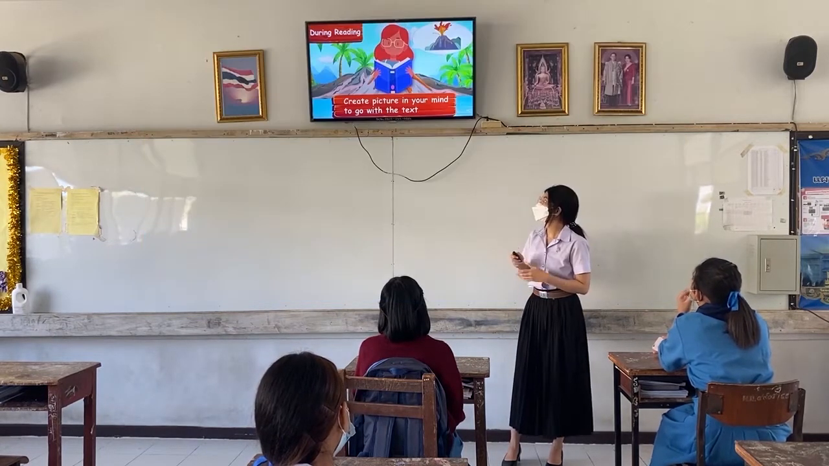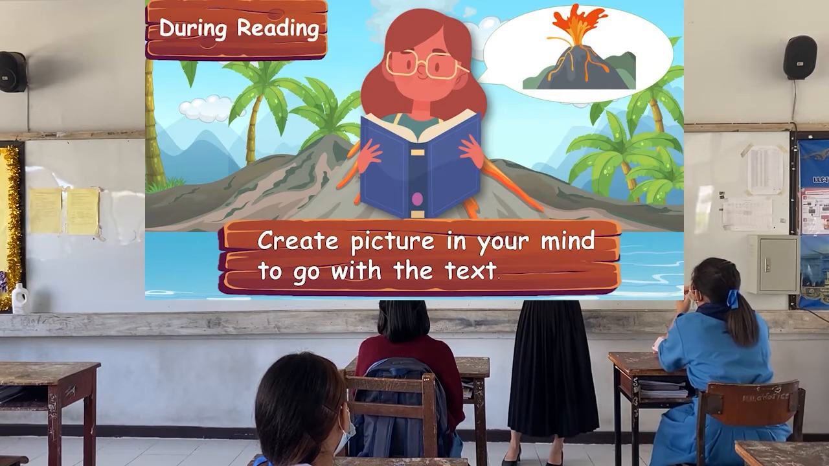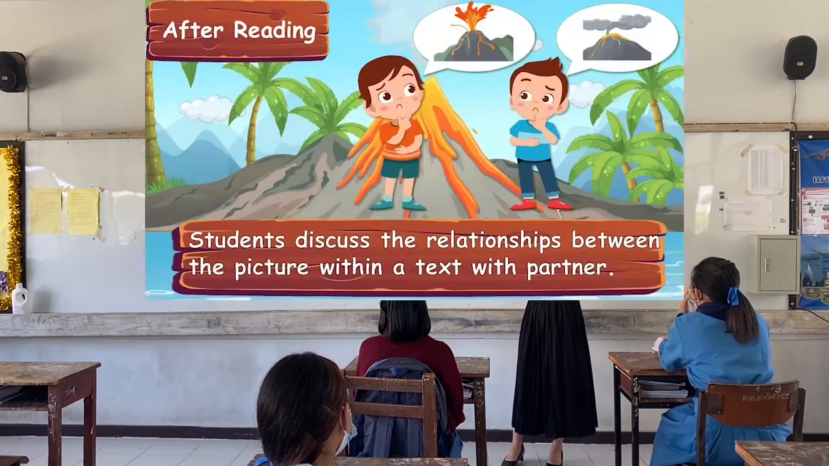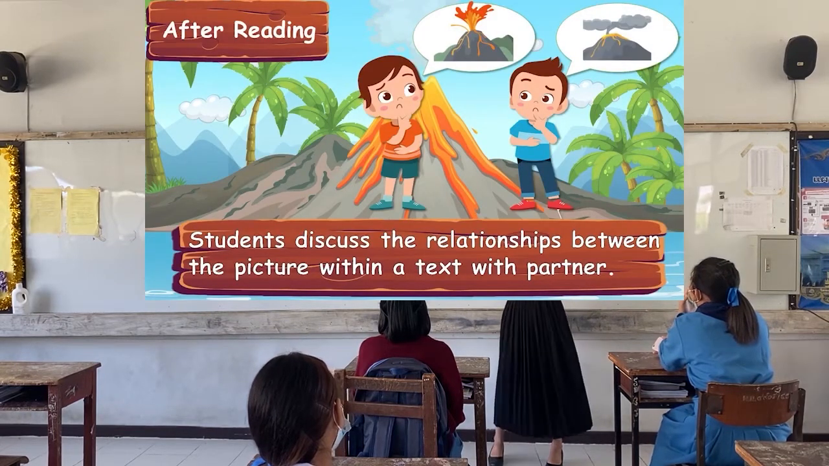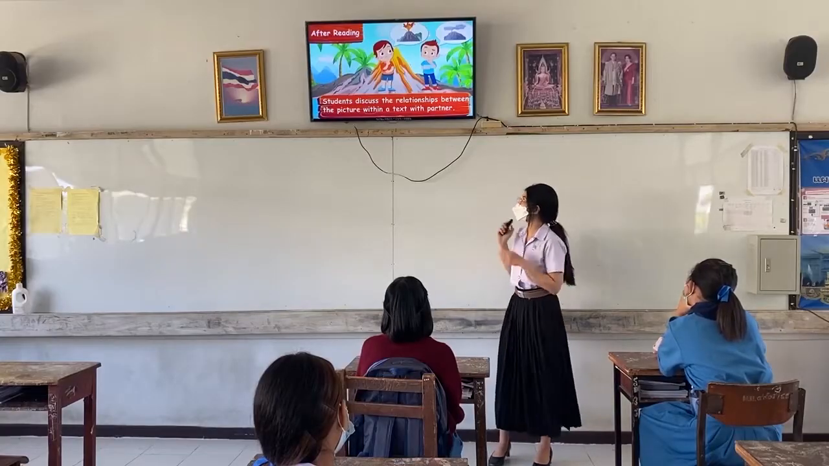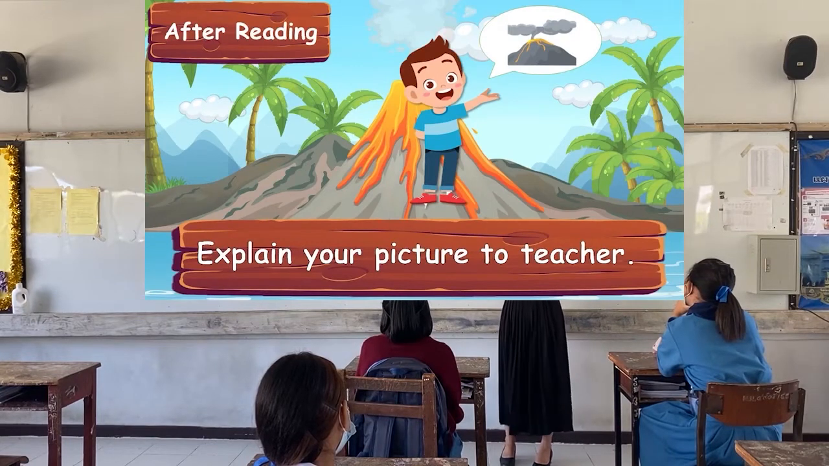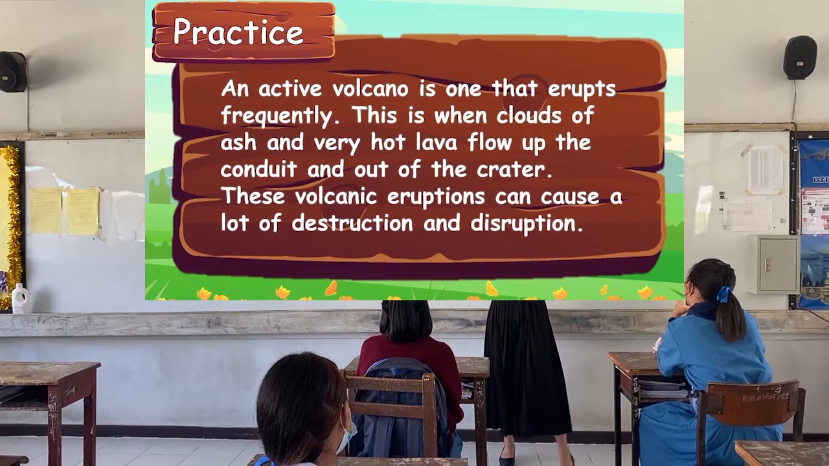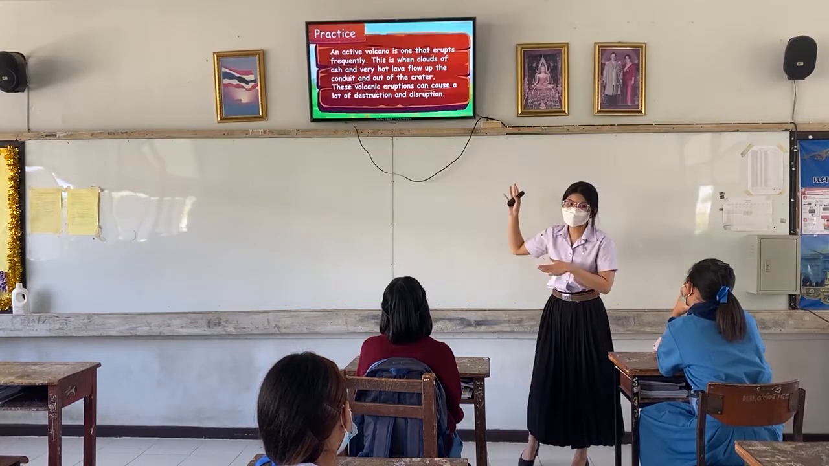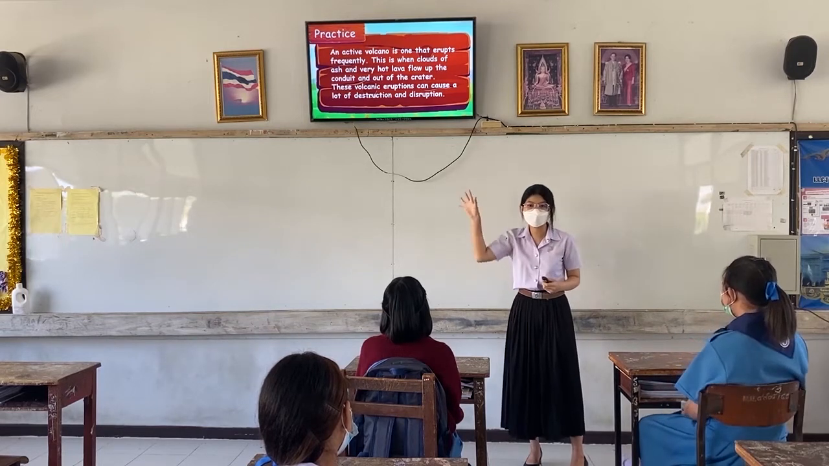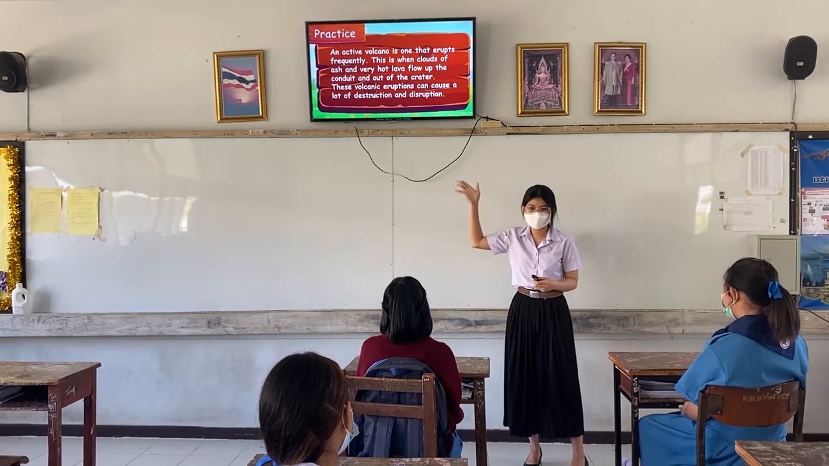And then you create the pictures in your mind, following the text that you read. And then you have to discuss the relationship between your imagination and the picture in your head with your friends. And after that, you have to tell me. Alright? Now, let's practice. What you have to do is read this passage in your mind on your own, and then create your own pictures following these texts.